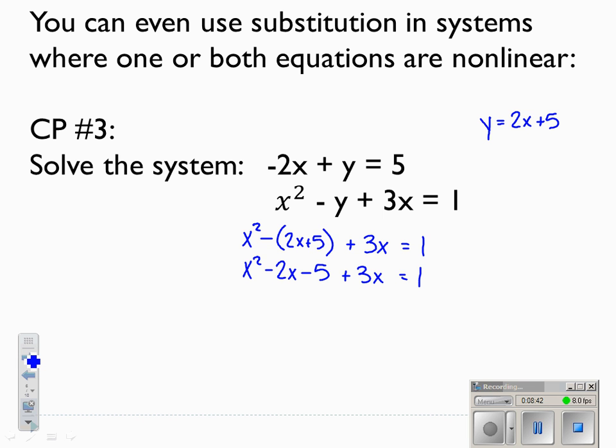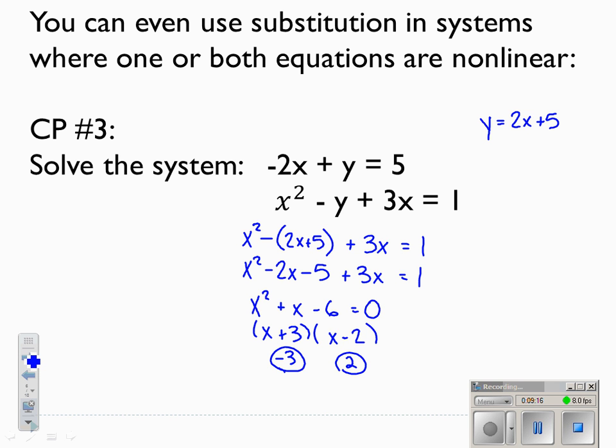Do some simplifying. So x squared is the only x squared term. Negative 2x and positive 3x are positive x. Bringing the 1 over from the right-hand side, I get minus 6. Now you're looking at a trinomial. Solving trinomials, the fastest way is to see if you can factor the thing. And we can factor this one into x plus 3 and x minus 2, which give us a couple of x values. There's an x, and there's an x.